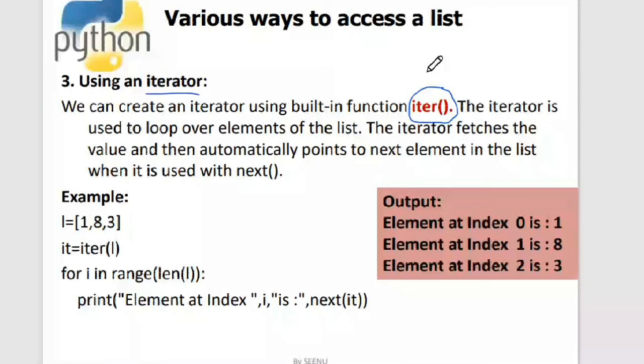These two are like twins. So you have to associate them. You have to use next with iterator. So this is my list. So what is there in the list? 183 is there in the list.